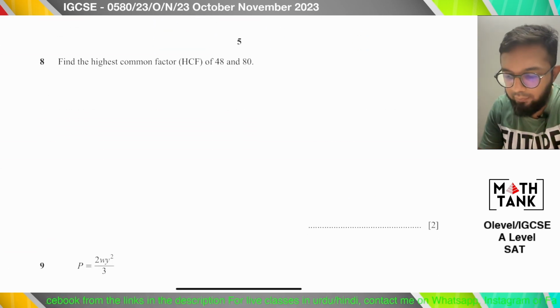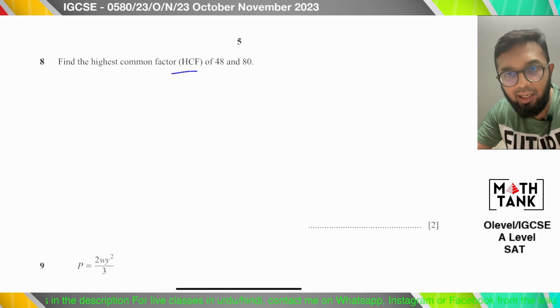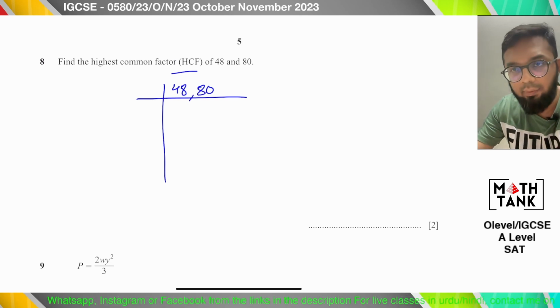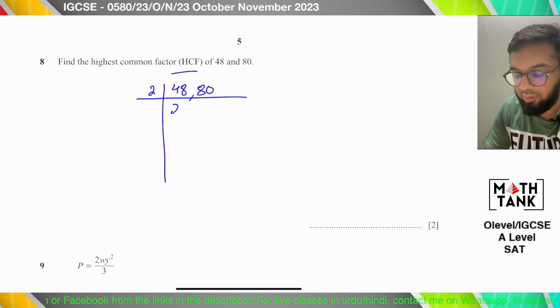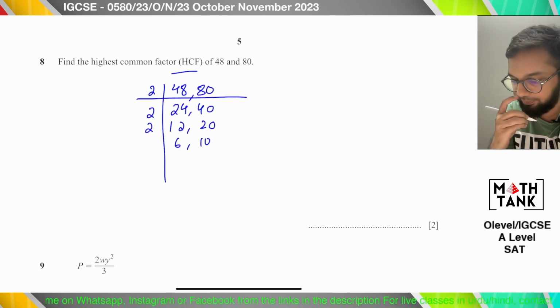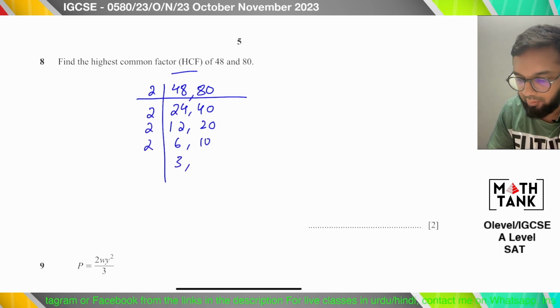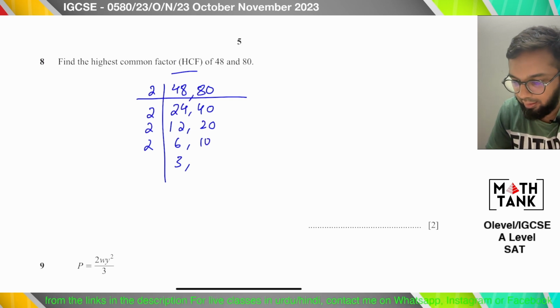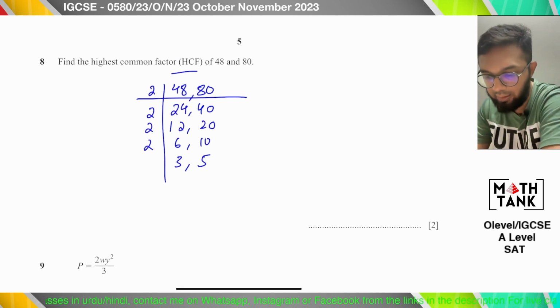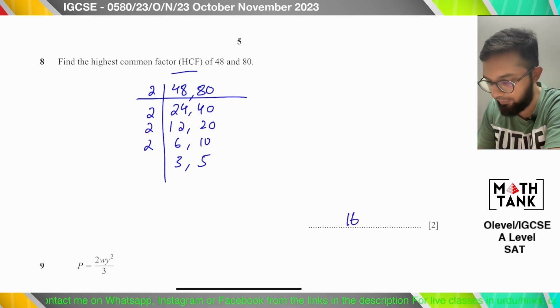Find the highest common factor, HCF, of 48 and 80. Okay, so whenever you're finding the HCF, you start dividing just by the common numbers. Never take the uncommon ones when you're doing HCF. So 2 into 24 and 40, 2 into 12 and 20, 2 into 6 and 10, 3 and 5. So 2 times 2 times 2 times 2 is 16.